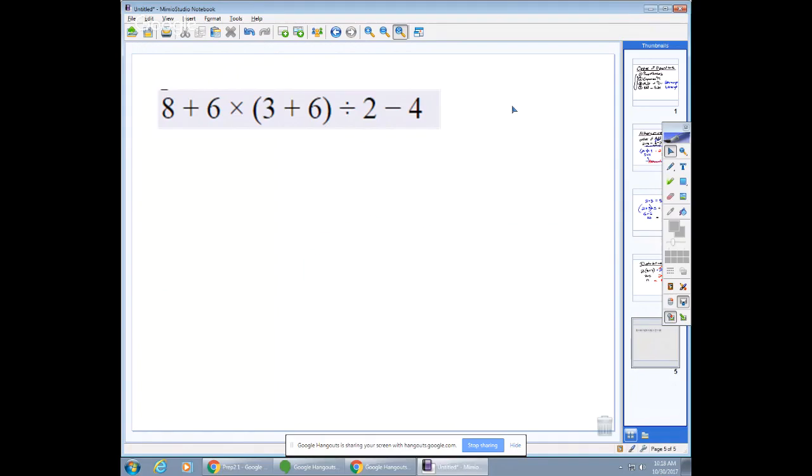So usually what I do when I'm attacking a big problem like this is I just do it one step at a time. So I do one part and then I copy everything else down. Okay, so 3 plus 6, 9. And then I bring everything else in. So I have an 8 plus 6 times that divided by 2 and then minus 4.